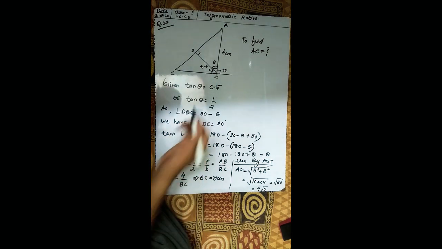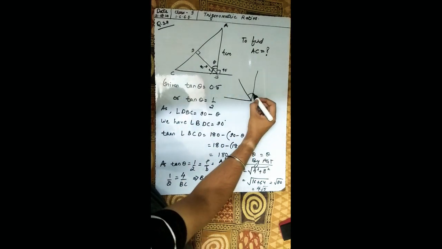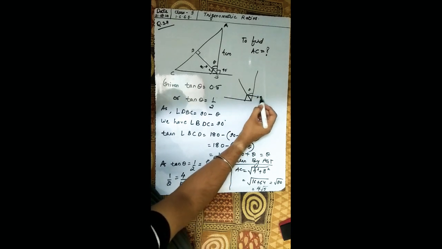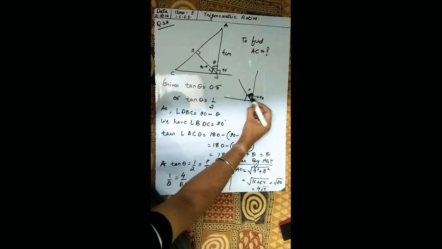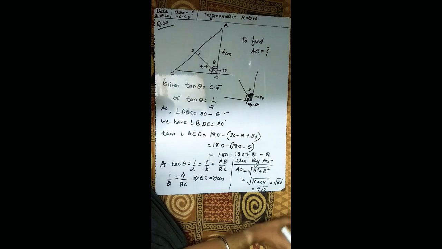I'm again repeating. See, this was the case. This is theta. As we know, this whole angle is 90 degrees. If this much is 90, then what will this one be? The whole 90 minus theta. So like this we got it.